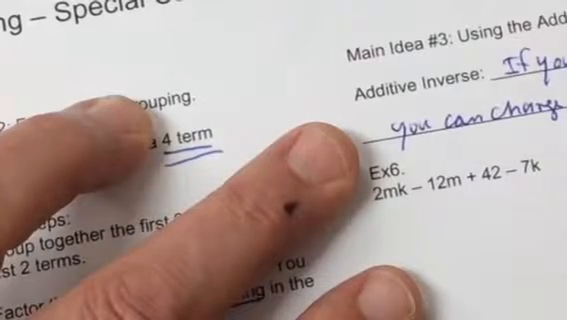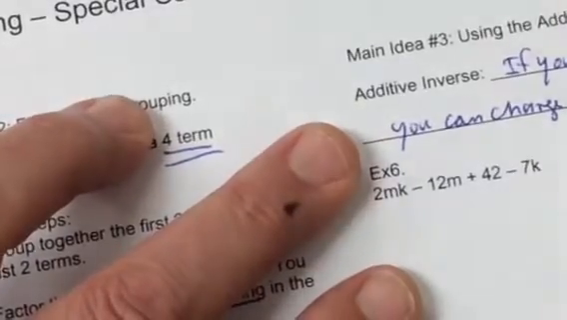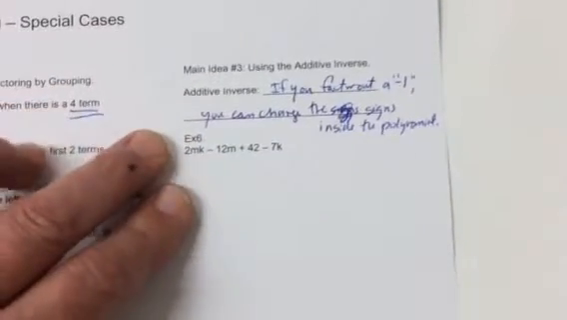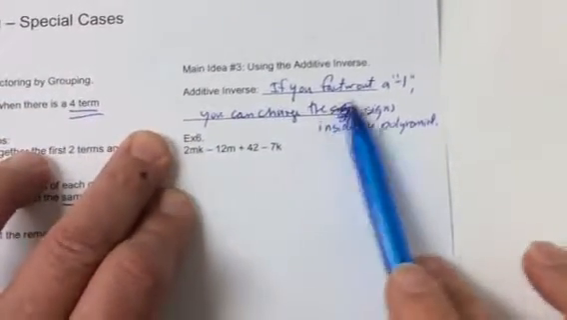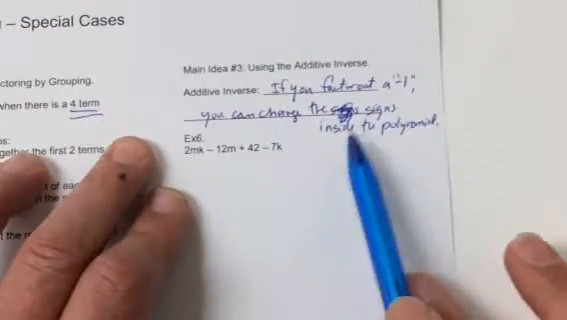Whoops, not the signs, the signs. There we go, forgot my white out. Inside the polynomial. Oh, there we go. Sorry about that. Let me zoom out too. There we go. I had no idea you couldn't see that. So if you factor out a negative 1, you can change the signs inside the polynomial.